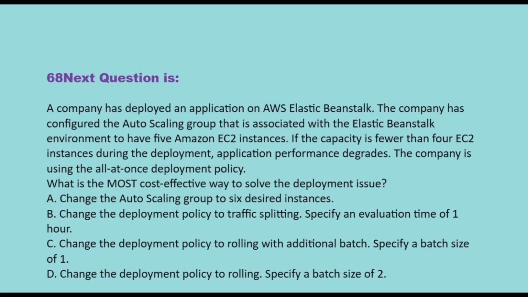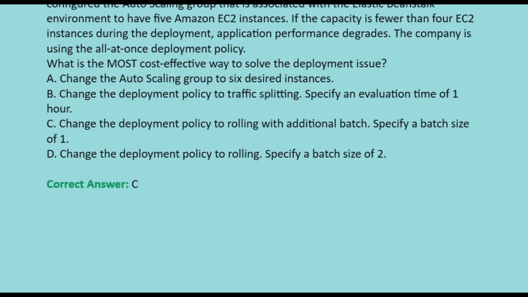Option A. Change the Auto Scaling group to 6 desired instances. Option B. Change the deployment policy to traffic splitting. Specify an evaluation time of 1 hour. Option C. Change the deployment policy to rolling with additional batch. Specify a batch size of 1. Option D. Change the deployment policy to rolling. Specify a batch size of 2. Correct answer is option C.